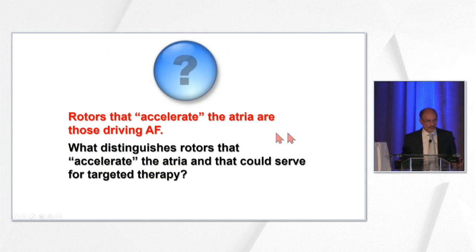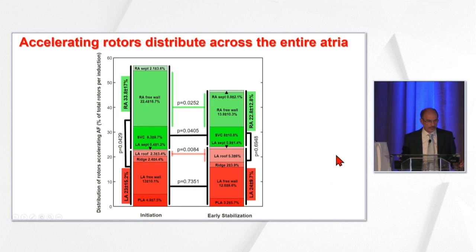So we ask the following question. If rotors accelerate the atria, and those are driving the sustenance of the AF, then what distinguishes rotors that accelerate the atria and that could serve for targeted therapy? Well, the short answer, before I show the data, is that we don't have a full answer for that. But here's what we try to do.